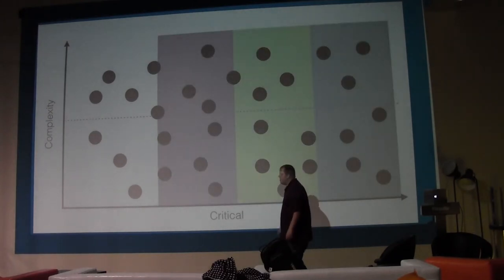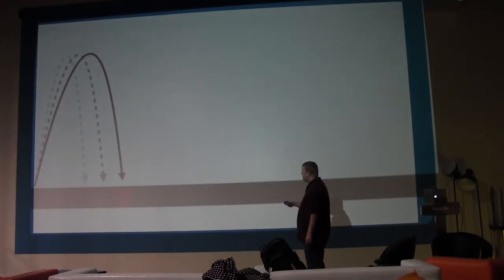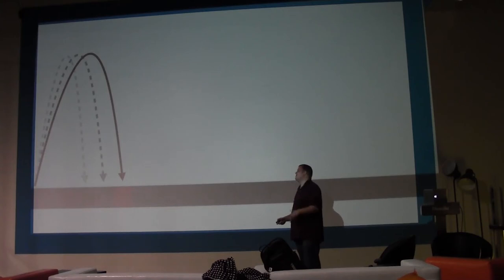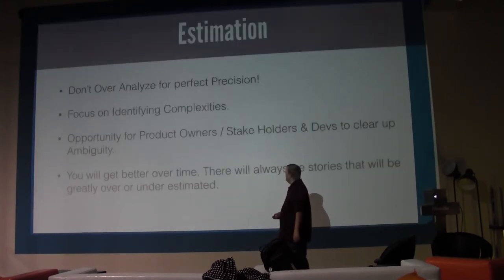Or if we were to go on and say, you know what, we could launch with just these features. That's great. And then we work on this, and then we work on this. That one release, now you're not shooting me. It's much easier to have more accurate estimates and have a better feel for how long it's going to take. And so we don't overanalyze the perfection. We focus on identifying complexity. And it's kind of an opportunity for product owners and stakeholders and devs to clear that ambiguity.